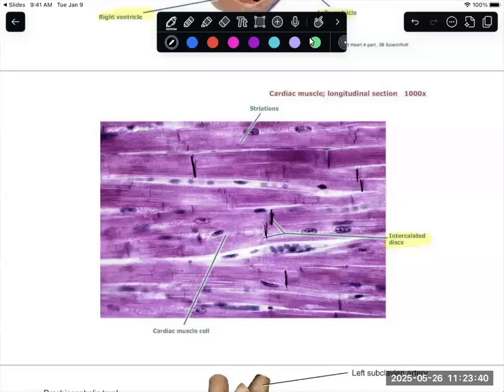So that's what makes cardiac muscle different: these cardiac muscle cells are a lot smaller, because skeletal muscle fibers are very long. Cardiac muscles are smaller, but they have those intercalated discs. These are like those little gap junctions that are helping to hold these muscle cells together.